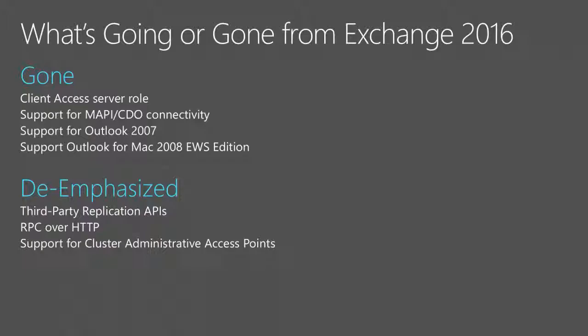And then support for cluster administrative access points, or what you might know as the cluster network name and cluster IP address in your DAG. Those things are going away as well, or being de-emphasized. Still available in this version, but eventually they're going away. Maybe the next version, maybe not.